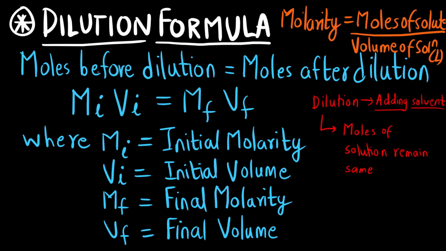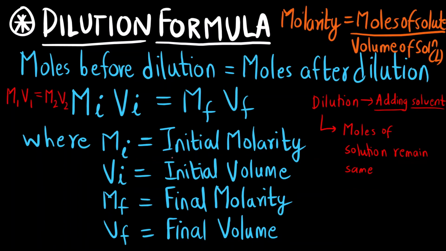So what is the criteria? That is, moles before the dilution will remain the same as that of the moles after dilution. This is the formula: MiVi is equal to MfVf. In some books it is written as M1V1 is equal to M2V2. It is one and the same.